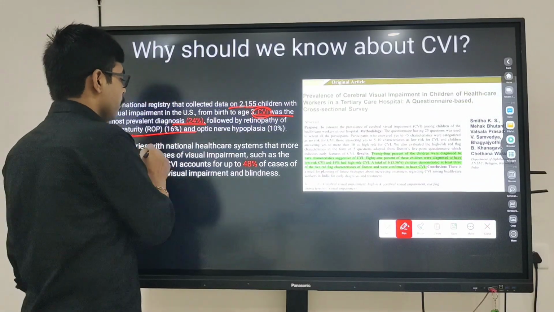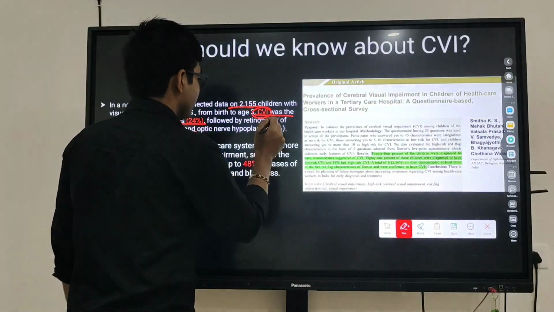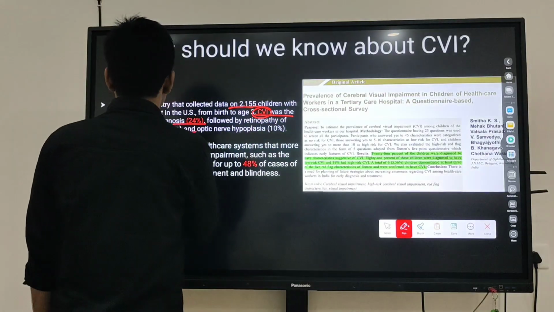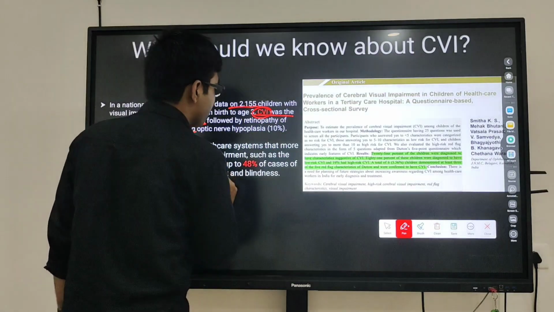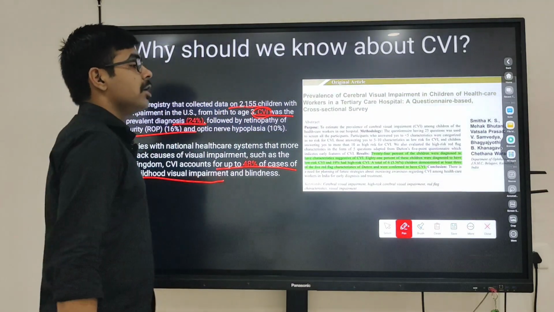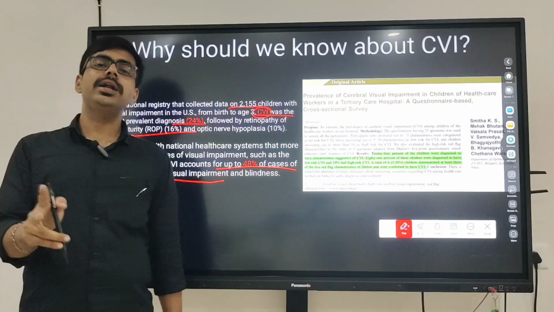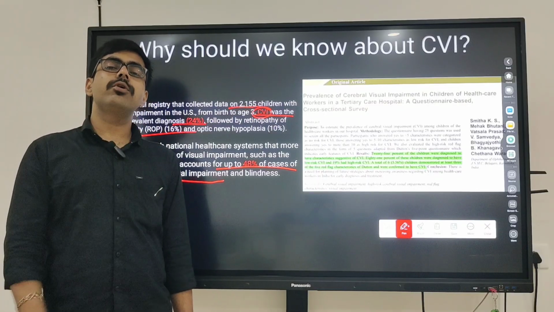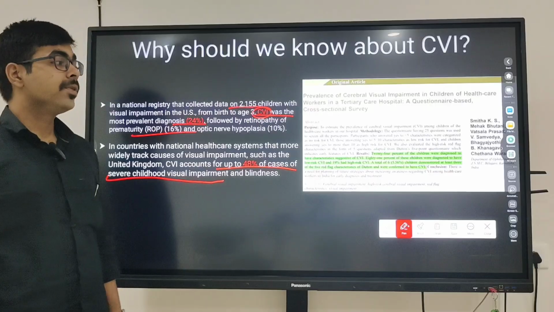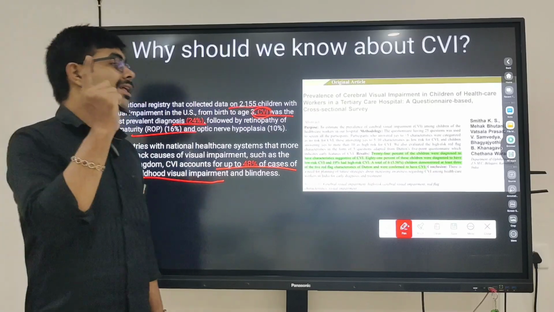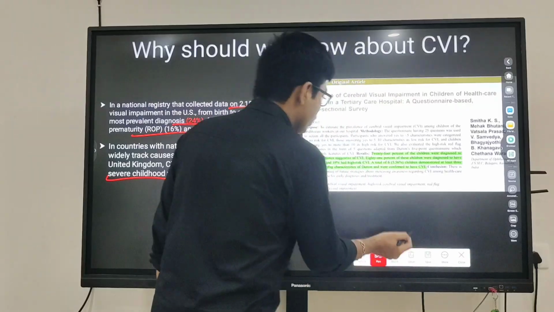In countries with a national healthcare system that more widely track causes of visual impairment, such as the United Kingdom, CVI accounts for up to 48% of the cases of severe childhood visual impairment. So let's suppose you are getting 2 patients with severe visual impairment. Among 2, one of them will have cerebral visual impairment. Can you see? Around 50% of children will have cerebral visual impairment. That will be the cause of their visual impairment.